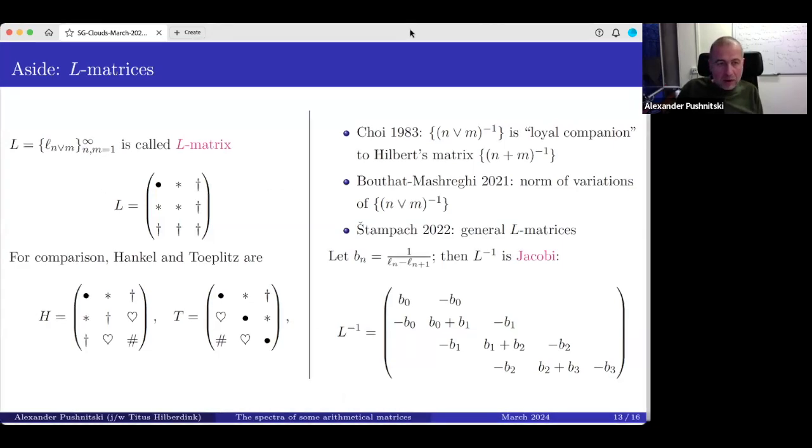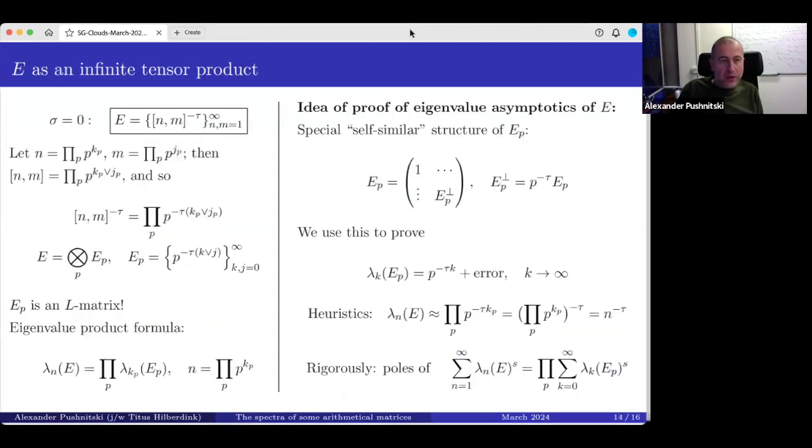Okay, now let me come back to my E matrices, the arithmetical matrices. So I want to give some idea of the proof of the main results and at the same time explain the structure. So here I put this E matrix in the simplest case when sigma equals 0, you know, the sigma were the powers upstairs. So for simplicity of this formula, let's just think of this matrix.